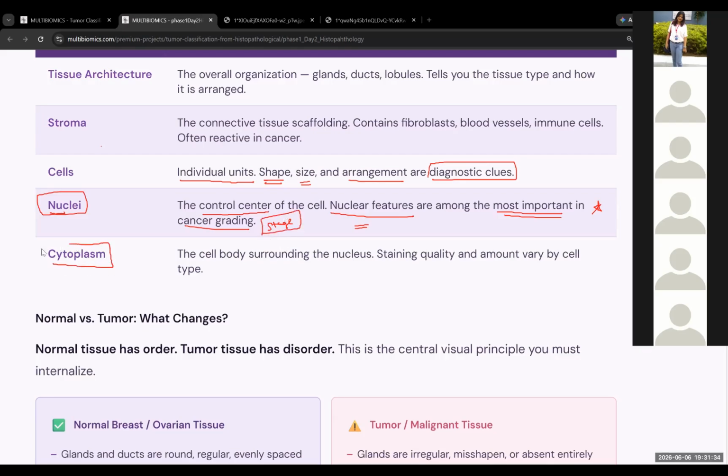Then you have got cytoplasm. Look at the cytoplasm also, right? Because there's something known as the nucleus to cytoplasm ratio. All these we have to find. All these things will be changed into numerical data. Understood? I'll tell you how.